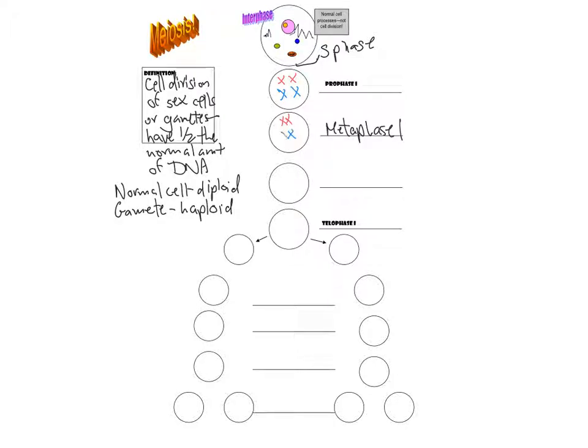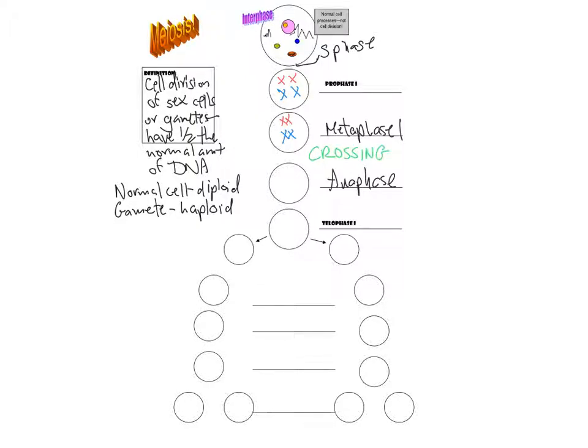Instead of lining up in one single line, in meiosis, they line up in pairs. Okay, so that is a slight difference. Now, during this process between anaphase and metaphase, we have something called crossing over.